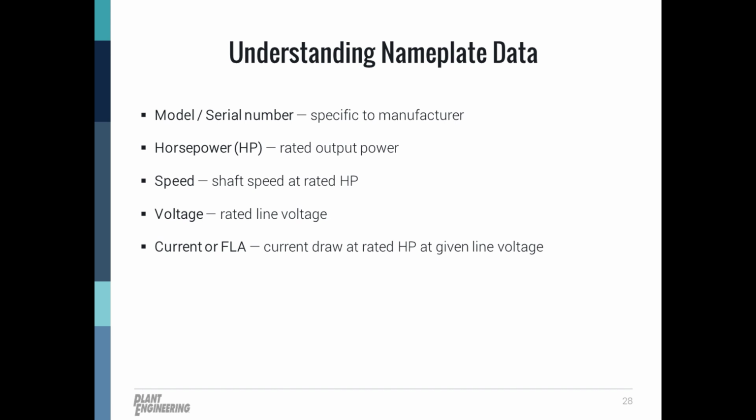The current rating can play a big role when troubleshooting a motor. That may be giving you specific faults to current draw issues. And of course, the current can be notated on the nameplate in a few different ways. FLA is the most popular abbreviation, which stands for full load amps, meaning current draw at rated horsepower at a given line voltage.